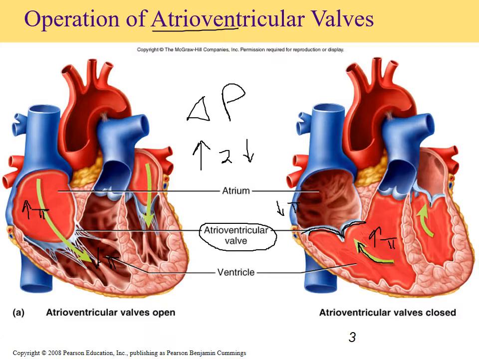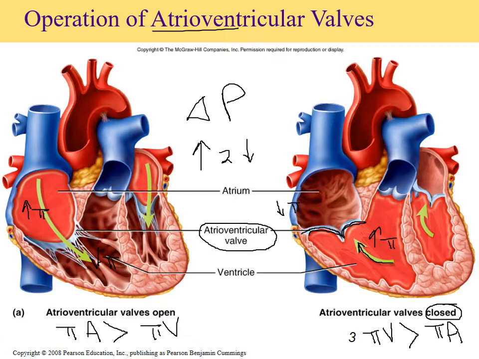And it does the same thing on the left-hand side as it does on the right-hand side. So if you want your AV valves to open, then the pressure in the atrium needs to be higher than the pressure in the ventricle, because that will allow you to go from the top to the bottom chamber. And if the AV valves close, that means the pressure in the ventricle was higher than the pressure in the atrium. We're closing it because we don't want blood to flow back into the atrium. We want it to only flow one way.